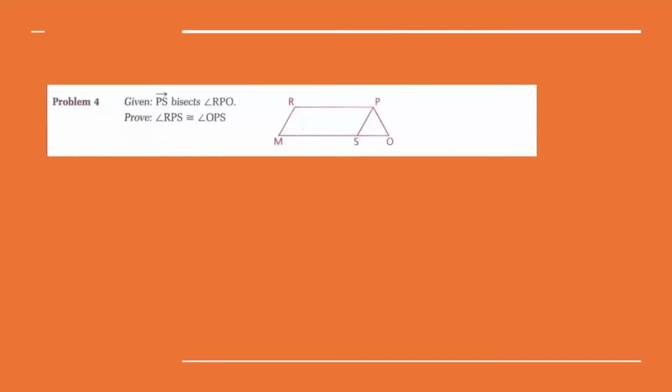Problem 4. The given statement is that ray PS bisects angle RPO. Here we have to prove that angle RPS is congruent to angle OPS. So we have to use a two-column proof, which has one side which is the statement and one side which is the reason. The statement would be that ray PS bisects angle RPO, and the reason would be it's given, because as you can see, this is given to us. And our final statement would be that angle RPS is congruent to angle OPS.